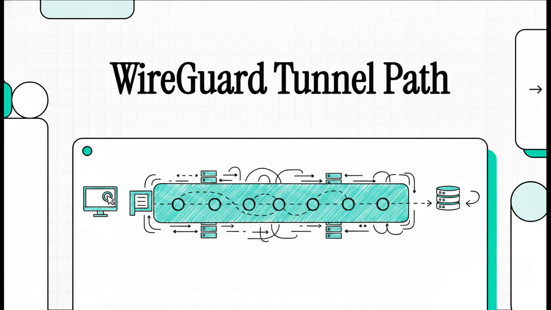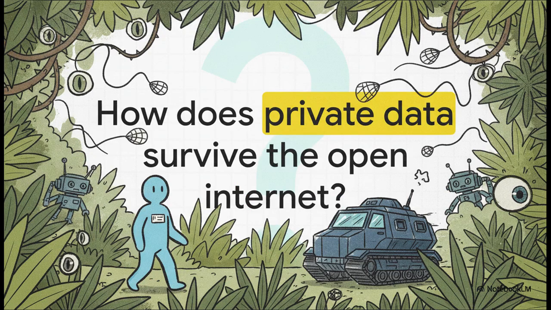We're breaking down the mechanics of a WireGuard tunnel path, and we're going to follow a piece of data from the exact millisecond you click a link all the way to its final destination, and then all the way back. But first, we really have to ask, how does your private data actually survive the chaotic, totally unpredictable public internet?